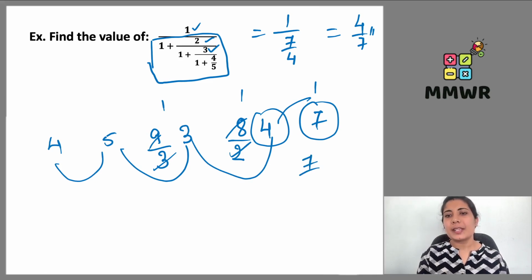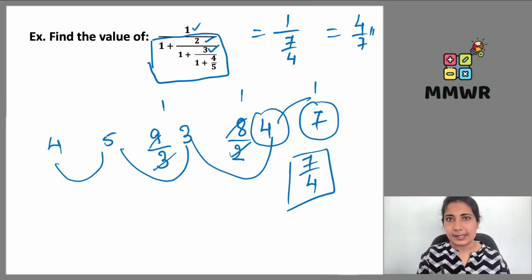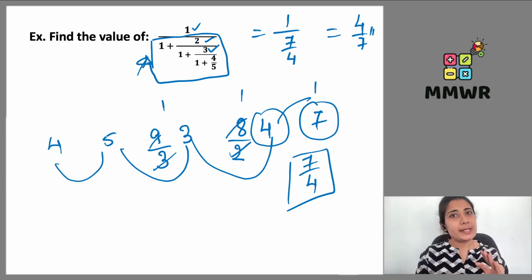From here we'll be getting 7 upon 4, but this is not the final answer. This needs to be written into the denominator of 1. हमने ये सिर्फ box को simplify किया है. So 1 के upon में 7 upon 4 makes it 4 upon 7.